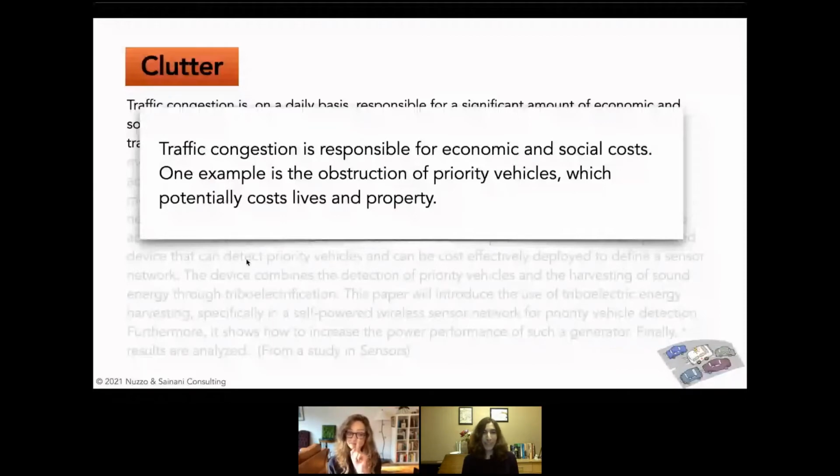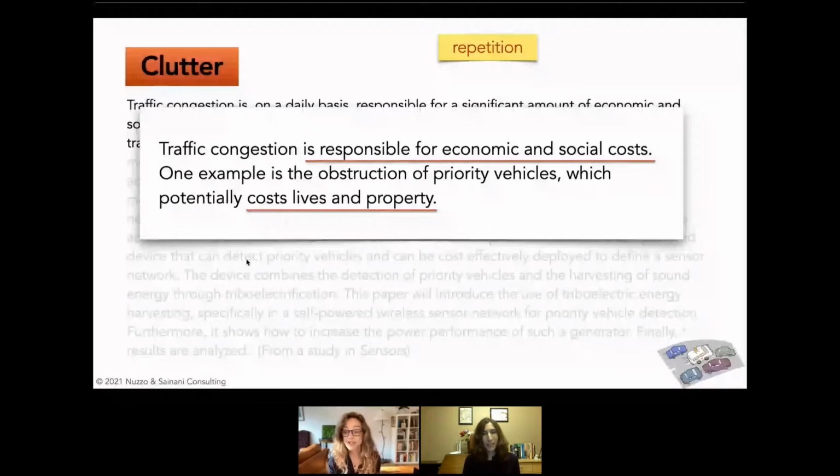Okay, but not done. I love cleaning out the junk drawer, but you want to keep going. So the next thing I looked for is repetition, because sometimes when you clean out that junk drawer, you realize you have too many rubber bands, lots of repetition. So I found repetition here. Traffic congestion is responsible for economic and social costs, which potentially cost lives and property. Did you even notice going through? I didn't notice that repetition when you read it the first time. I think it was just buried in so much clutter. But now that you point it out, economic and social costs, same thing as cost lives and property.